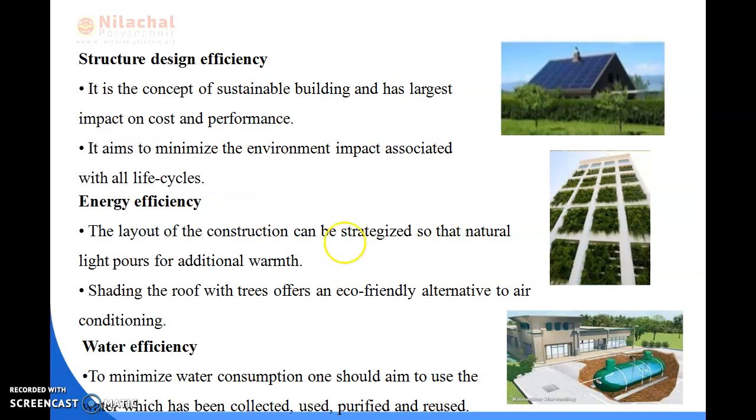You can see the diagram of the structure design efficiency here. It is a concept of sustainable building and has the largest impact on the cost and the performance. It aims to minimize the environmental impact associated with all the life cycle. And the main aim of this building is to minimize the environmental impact associated with all the life cycle.